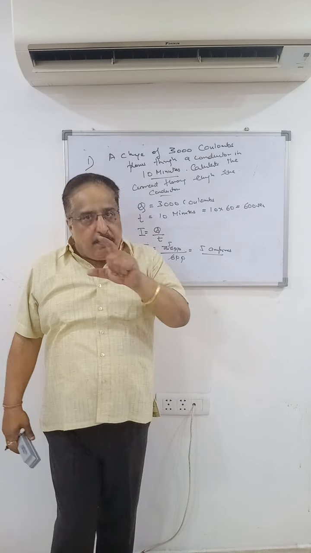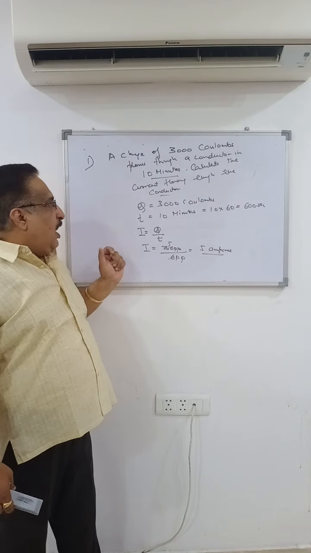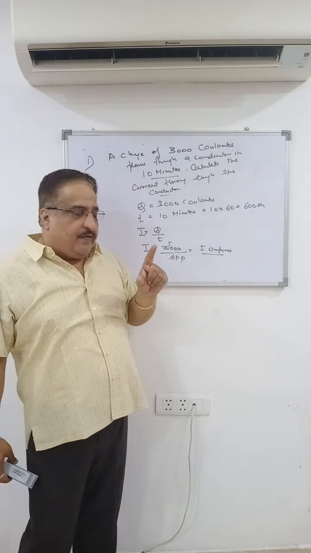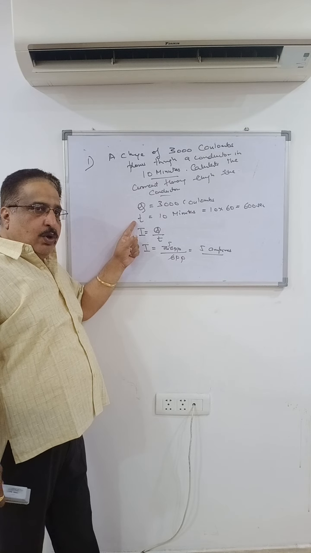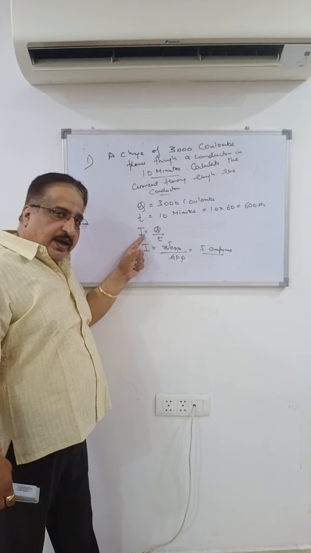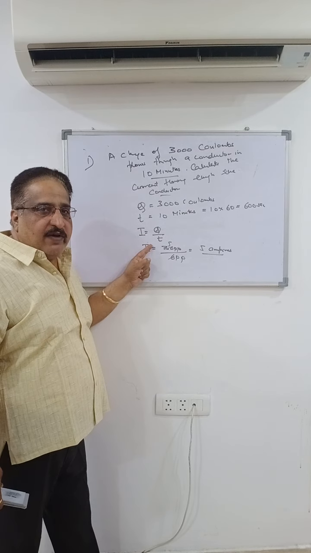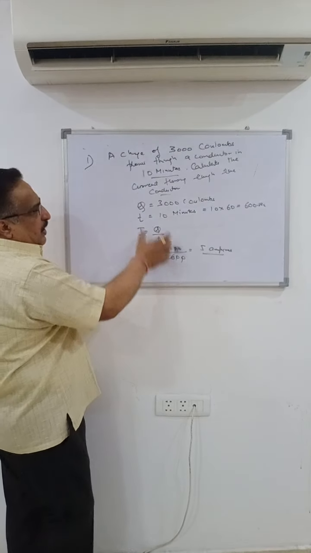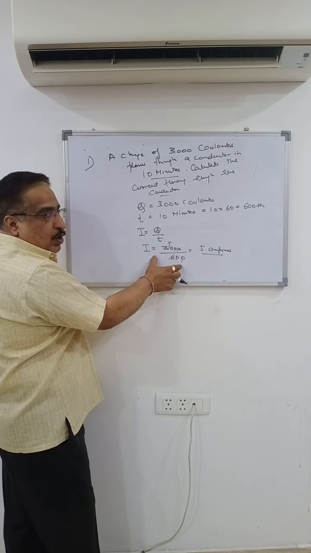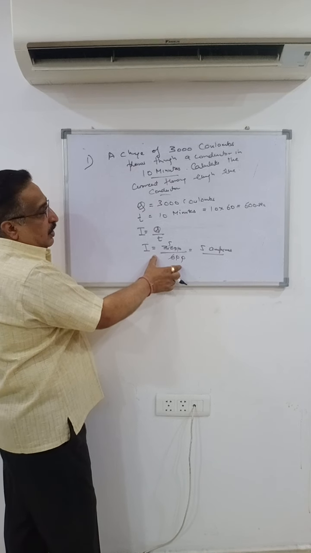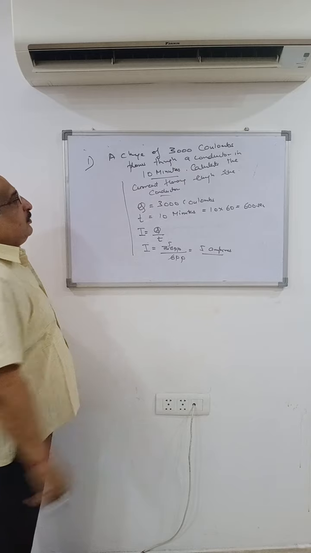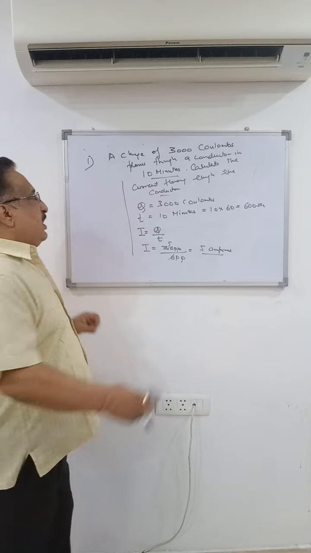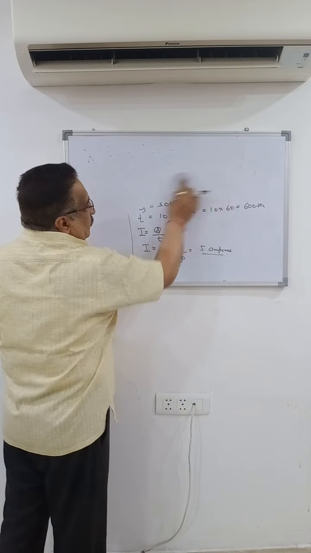In the boards, you will get a 3 marker from this. How will the marks be divided in this question? 1 mark will be there for writing what is given to you. The second mark will be for writing the formula, and the third for putting in the values and getting the result. You cannot just write it here and then solve it directly. No, you will not get the marks in boards. So this is the numerical on current.